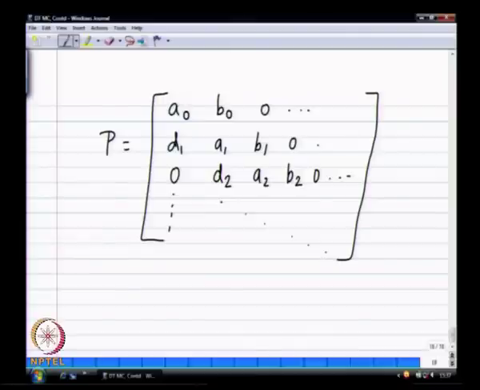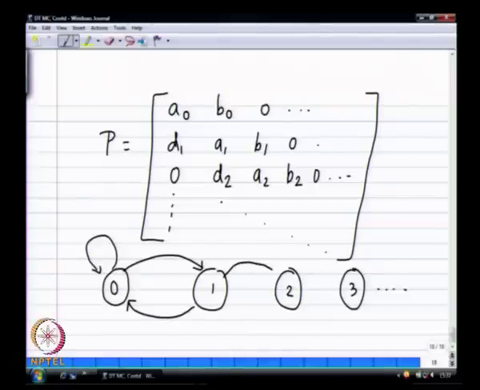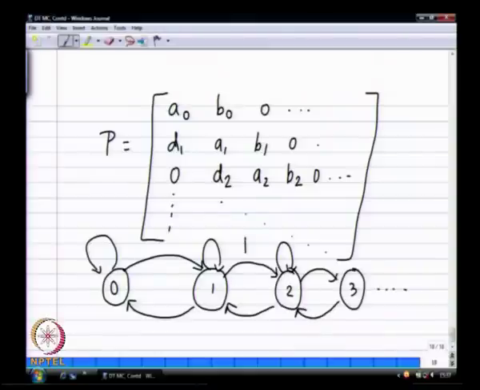So that is how the matrix looks, and pictorially it looks like this. So this is birth, this is probability of death, and this is staying in the same state.